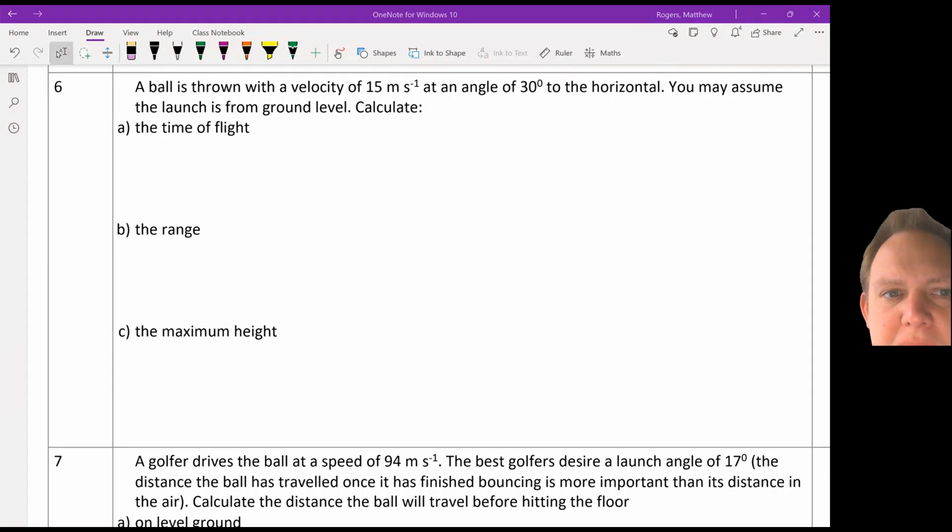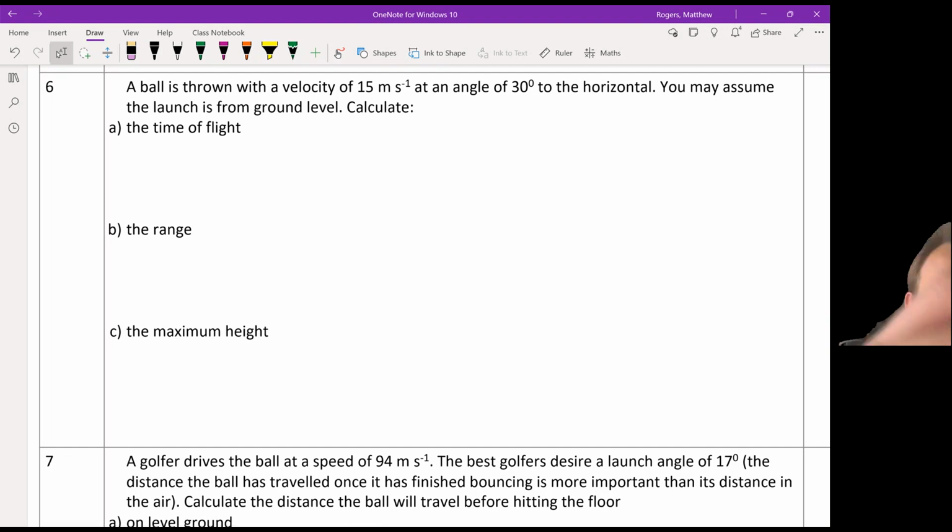Question 6. A ball is thrown with a velocity of 15 meters per second at an angle of 30 degrees to the horizontal. You may assume the launch is from ground level. Calculate the time of flight, the range, the maximum height. Start by drawing a diagram of the setup.